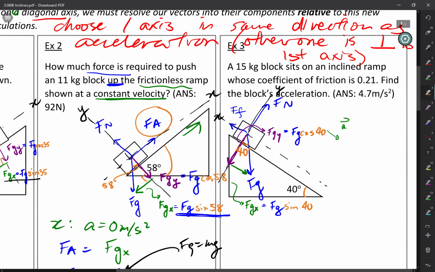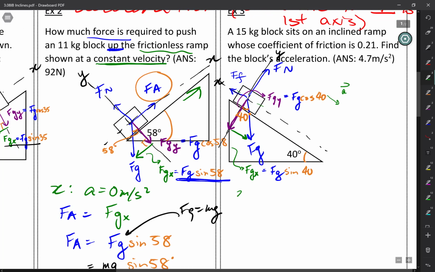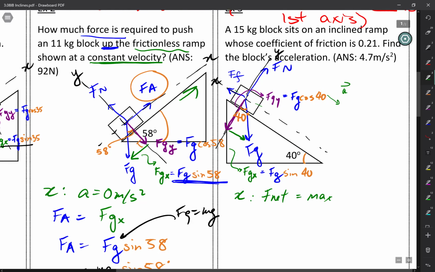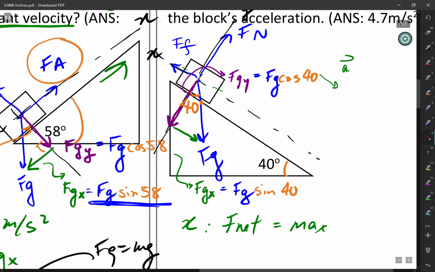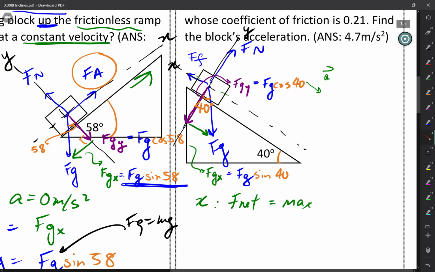Now I have everything set up, and I will have to look at the acceleration of the block down the incline. Since we want to find the acceleration, we will have to look along the x direction, along the x-axis. Along the x-axis, we have an F net equals ma equation. But now we have more than one force along this axis. We no longer have just the Fgx. We also have the force of friction, which is opposing the acceleration down the incline.